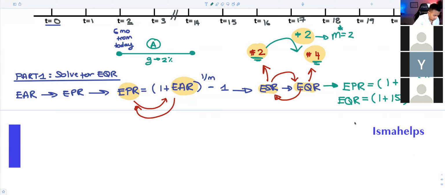Yeah, exactly. Exactly. Yes, same. Perfect. Okay, so you get an effective quarterly rate of about 7.238%.